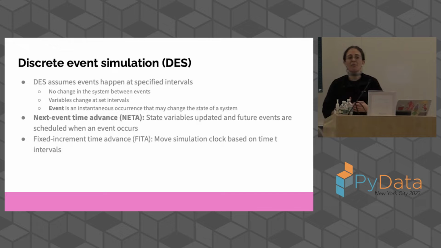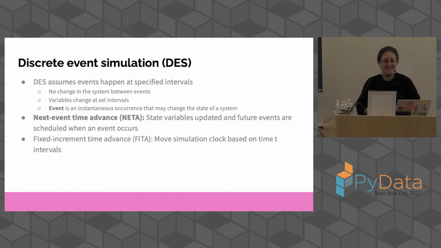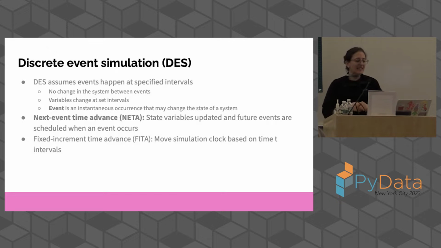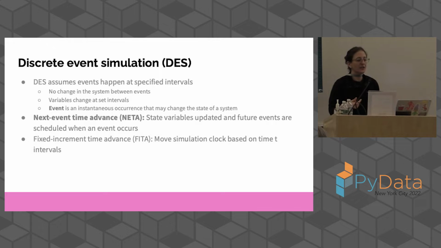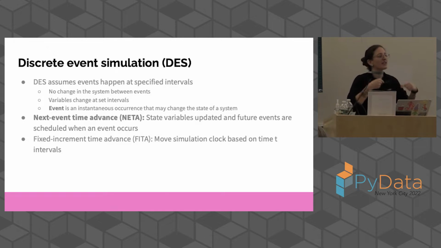Specifically, we're going to talk about something called discrete event simulation, DES. DES assumes that our events happen at specified intervals. That means that our system, the variables that describe our system, don't get to change in between time events happening. So our variables change at those set intervals, and in discrete event simulation, the event is an occurrence that could change the state of a system.